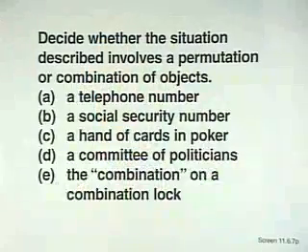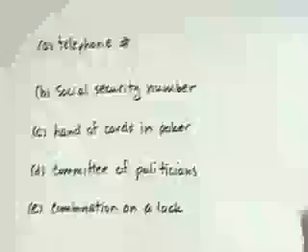Let's look at an example of some statements and decide if they represent permutations or combinations. What we're going to do is decide whether the situation listed describes a permutation or combination of objects. We have a telephone number, a social security number, a hand of cards in poker, a committee of politicians, or the combination on a combination lock. Let's take these one at a time.